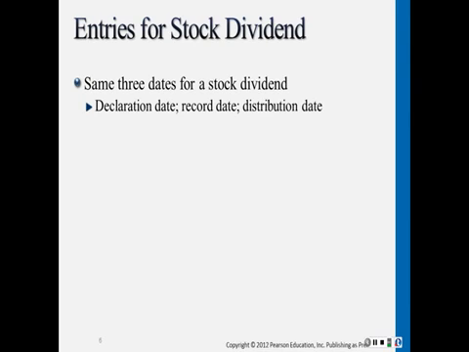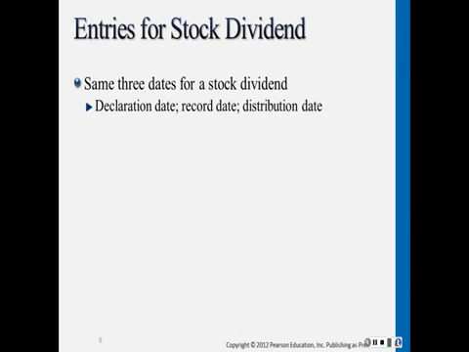As with a cash dividend, there are three dates for a stock dividend. The first one is the declaration date. The second one is the record date, and the third one is the distribution date, or the payment. The declaration of a stock dividend does not create a liability because the corporation is not obligated to pay assets. With a stock dividend, the corporation has declared its intention to distribute its stock.